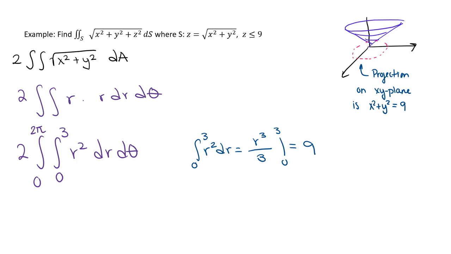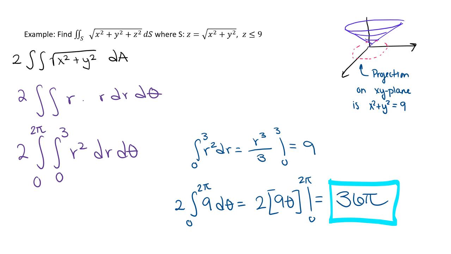So we integrate r squared with respect to r. It's r cubed over 3. Plug in the bounds of integration, that's 9. Integrate 9 with respect to theta, and don't forget about that constant of 2 in front of the integral. So when I plugged in my bounds of integration, I ended up getting 36 pi, and that is my final answer for this problem.